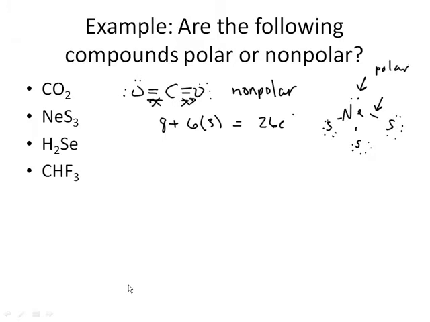One nice thing to pick up here is that trigonal pyramidal molecules will always be polar because they will always have a non-bonding pair of electrons, which will always cause them to be not symmetrical.